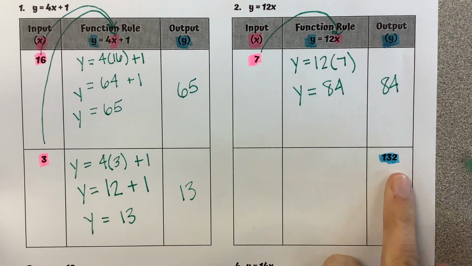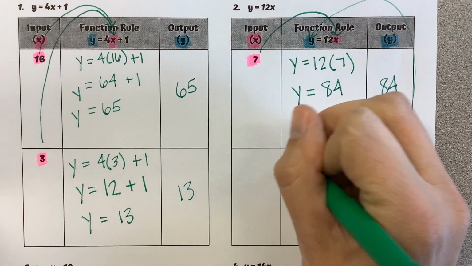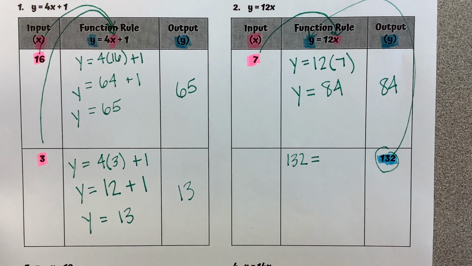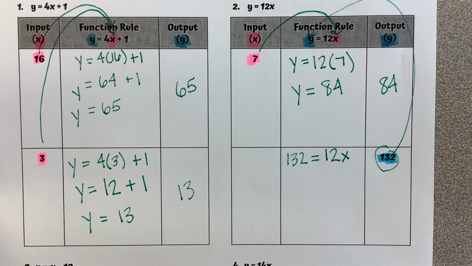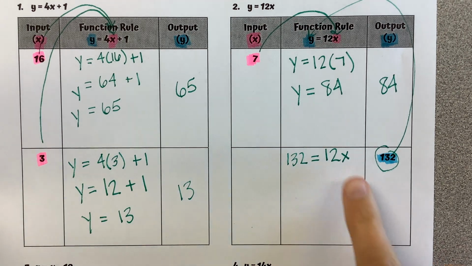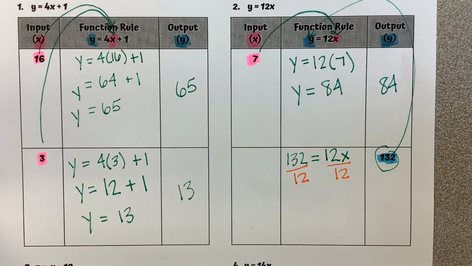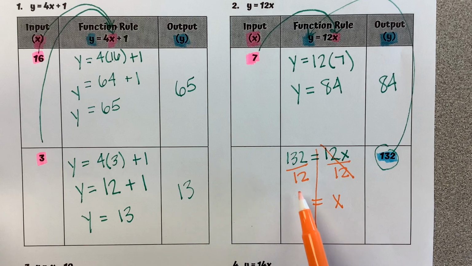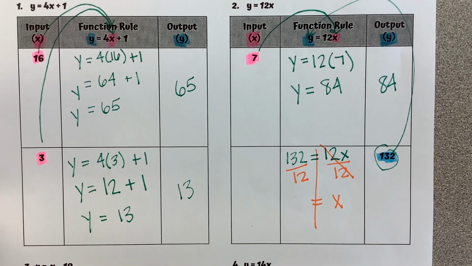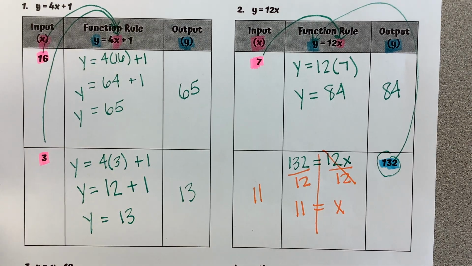The reverse happens here where we're given the output. We are plugging that in where y is. So the 132 is going where y is. Bring down the equals, bring down the 12x. This time, we need to solve for x. Since x is being multiplied by 12, the opposite is to divide each side by 12. On that side, it cancels out. We are left with just x equals, I plug into my calculator, 132 divided by 12 is 11. So our input, our x value, would be 11.